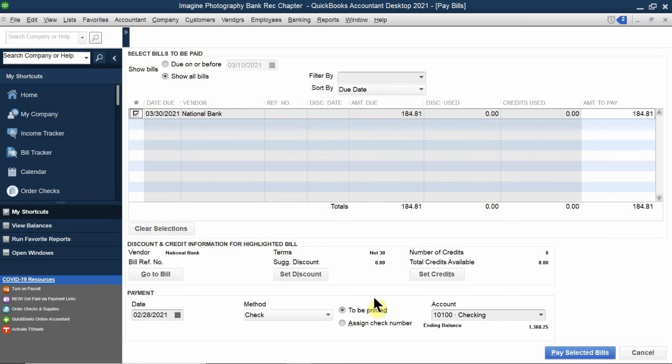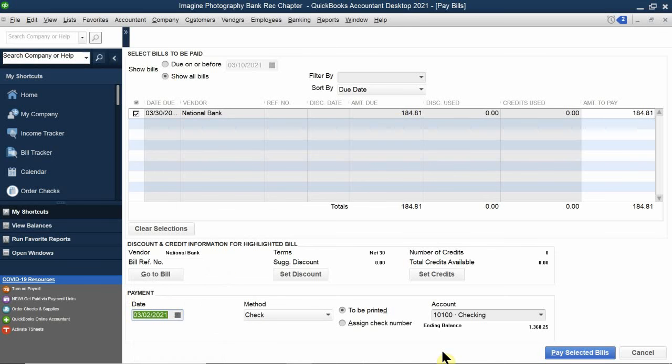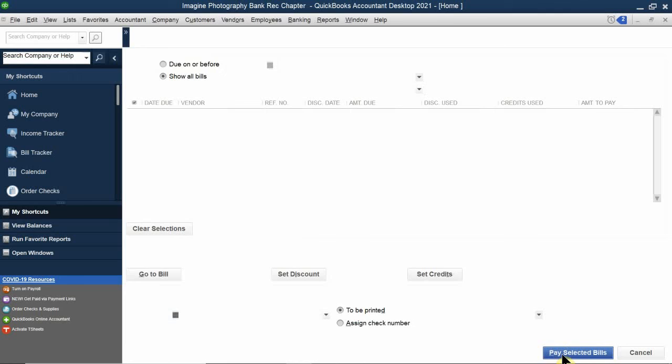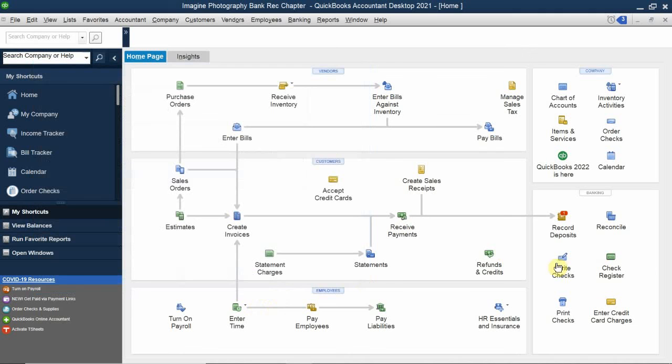Now you have a choice. You can click to be printed. It's going to come out of your checking account, and let's say it's for the next month. Maybe you made a payment on the 2nd of March. Everything looks good, so I'm going to save and close. Now this is where I can choose: did I write a check out to them?